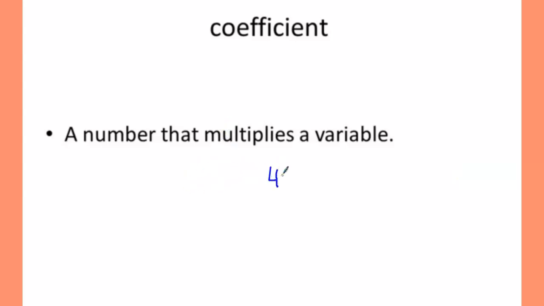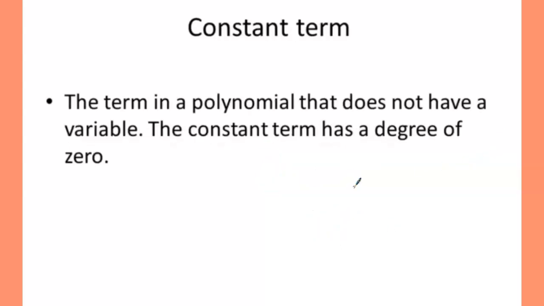Remember from the previous example, the coefficient of x is this. It is a number that multiplies a variable. So if we have, say, 6m, the 6 is the coefficient of m. A constant term is a term in a polynomial that does not have a variable. Using the example we're looking at, the 3 is a constant. It doesn't have any variable, and the degree is 0.